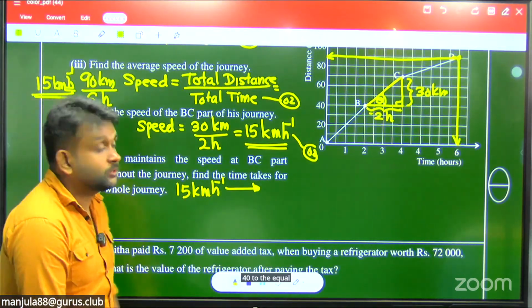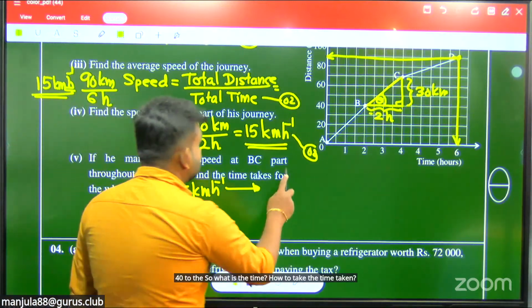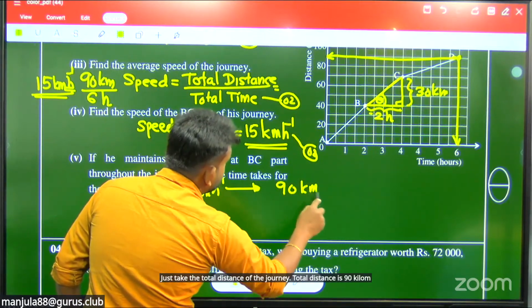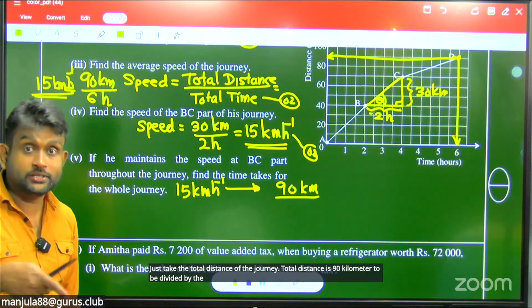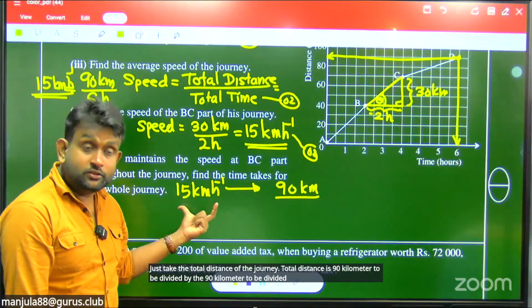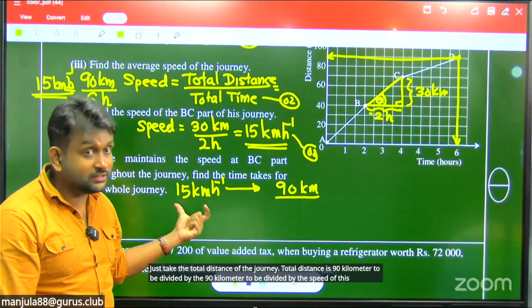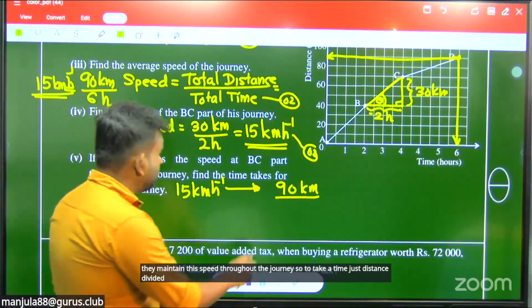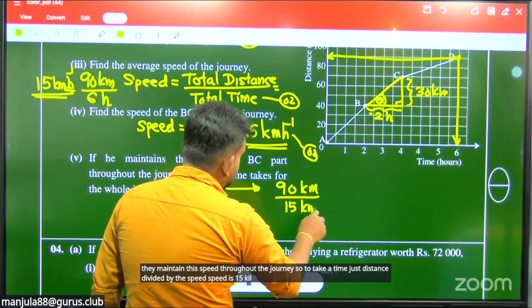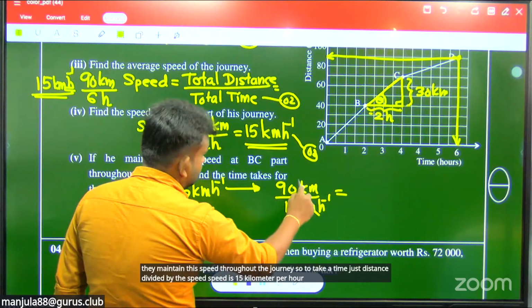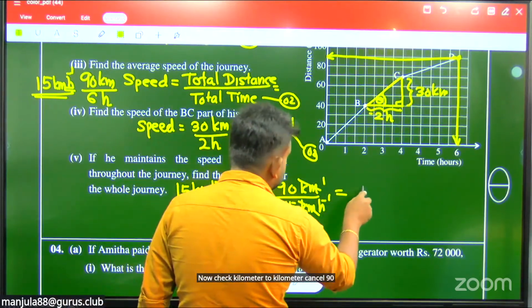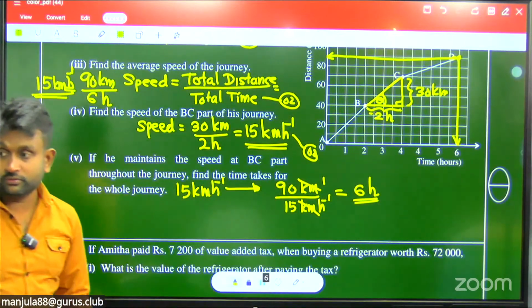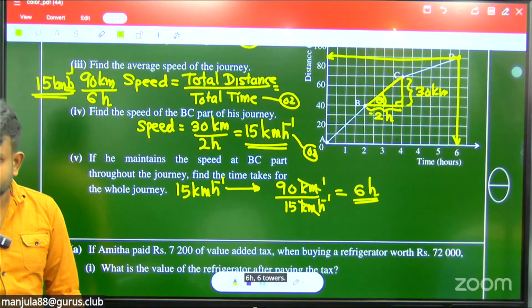So what is the time? How to take the time taken? Just take the total distance of the journey, 90 kilometers, to be divided by the speed of this BC part. Why? They maintain this speed throughout the journey. So to take the time, just distance divided by speed. Speed is 15 kilometers per hour. Now kilometers cancel. 90 divided by 15 means 6. H minus 1 goes to the up edge, h. 6h, 6 hours. Right? It takes 6 hours.